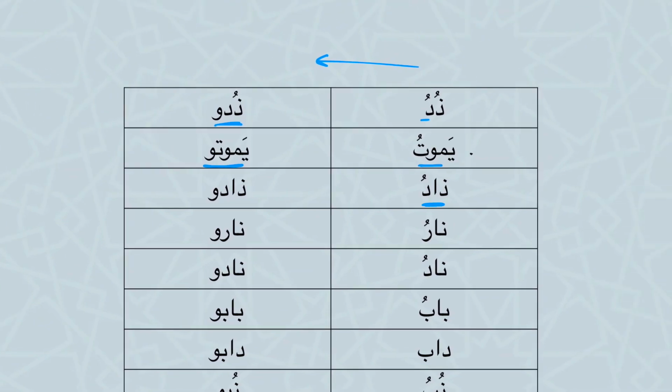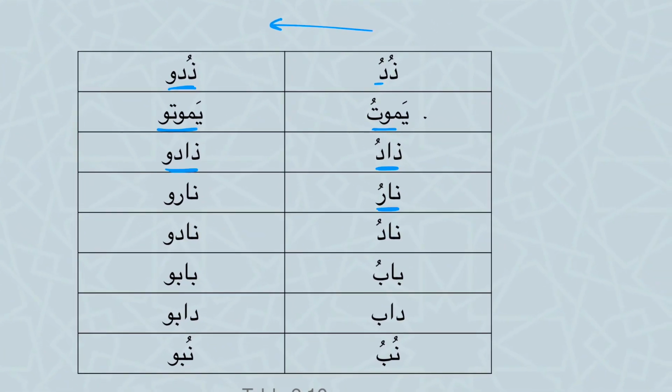ذادوا, ذادوا, ذادوا. Now, if I put an alif here, this is not a long vowel alif, we will get to it very late in the game, but this would mean they defended. But I don't want to confuse you, just extra information for those curious amongst you.